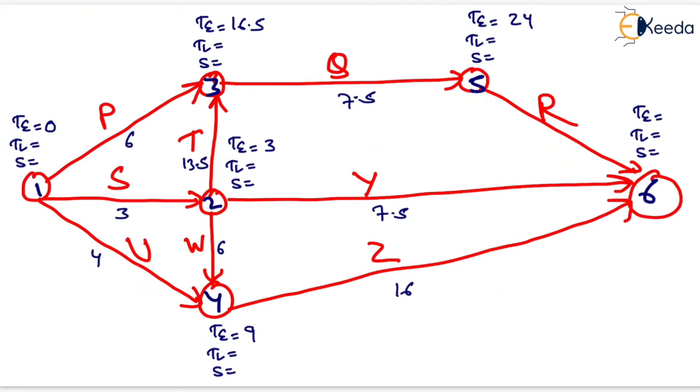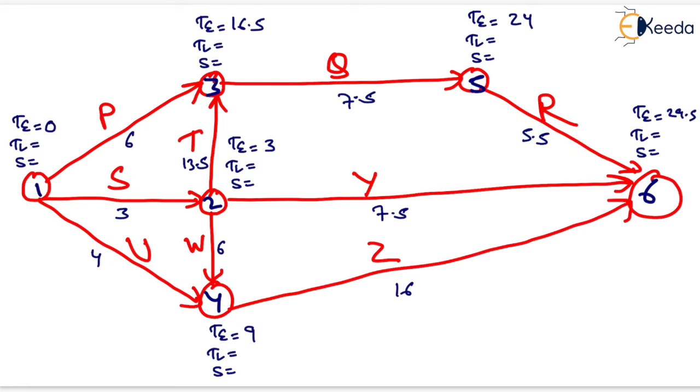Now for event 6, it is 24 plus 5.5, that is 29.5, or 7.5 plus 3, that is 10.5, and 16 plus 9, that is 25. So the maximum is the answer, that is 29.5.